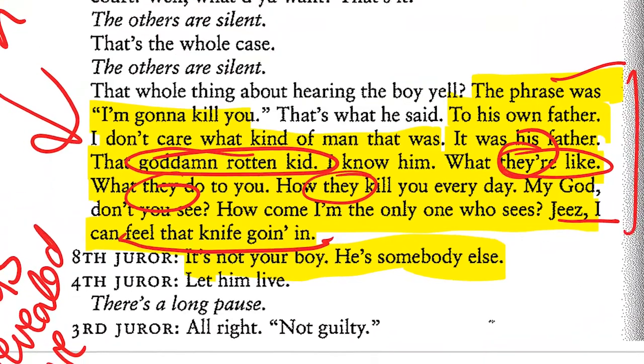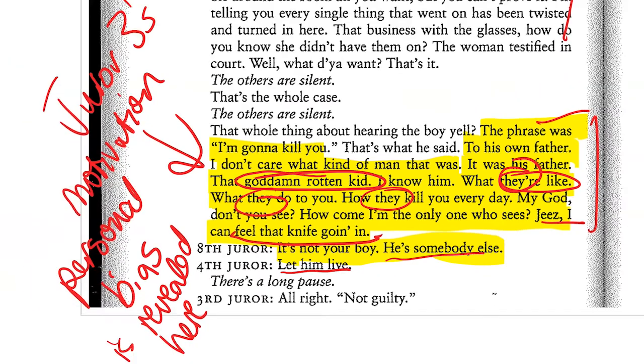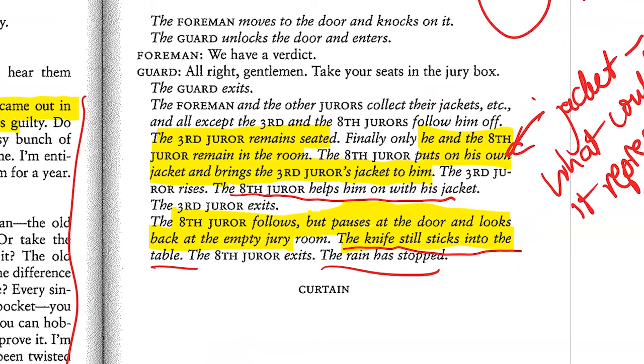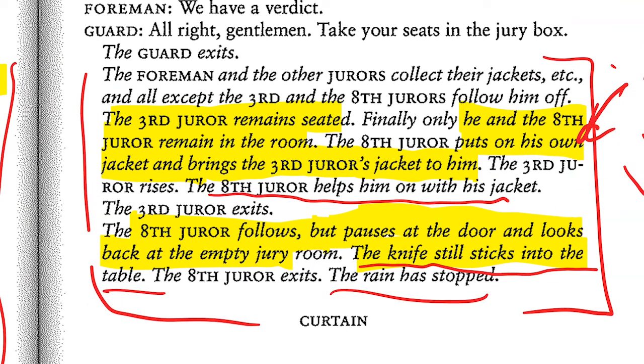And Juror 8 says, "It's not your boy. He's someone else. Let him live." "All right," he says, "not guilty." And then they take the verdict out. And in the very final stage directions here, everyone leaves and only the 3rd and the 8th juror remain in the room. Juror 8 puts on his jacket and then brings Juror 3's jacket to him. And Juror 8 helps him on with his jacket.